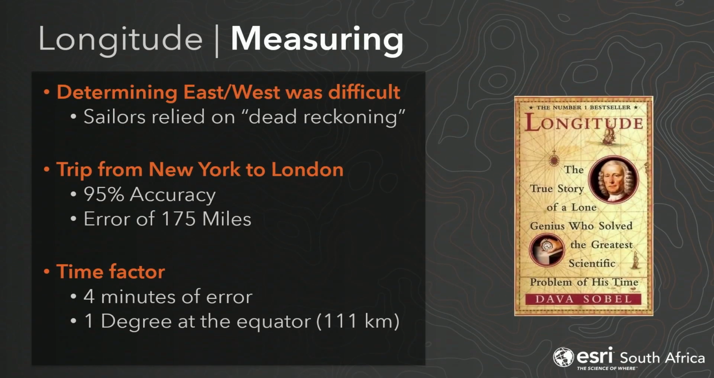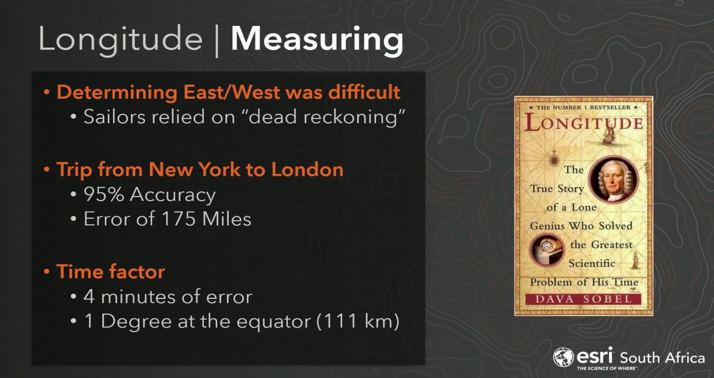This was a challenge, because when you were sailing from the east to the west, or the west to the east, going from Europe to America, it's very easy to understand how far south or far north you are, but it was very challenging to work out where you were in east and west. And they relied on a lot of dead reckoning.